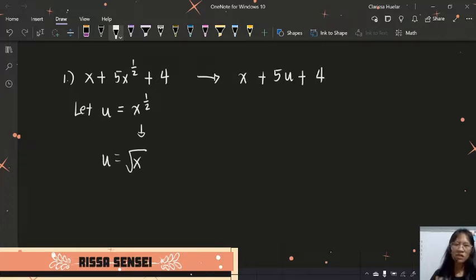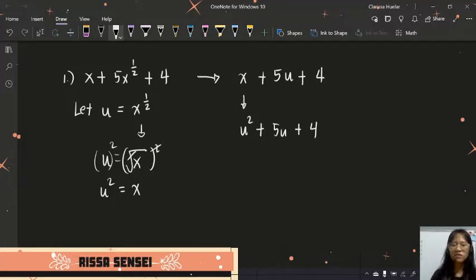Okay? So, if the exponent is a fraction, pwede natin siyang gawin into radical form. So, to get the value of x, I have to square both sides to cancel the radical. So, now I have u squared equals x. So, ibig sabihin, itong x na to, it is equal to u squared. So, I have to change this into u squared plus 5u plus 4. Ayan. So, this is in quadratic form. Kaya, pwede ko nang makuha yung factors. Diba, this is a quadratic trinomial.